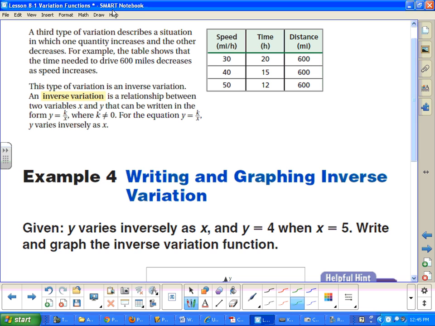All right, so yesterday we dealt with direct variation and joint variation. Today we're going to look at a couple other things. One is called inverse variation, and the other one is, I think, compound variation.